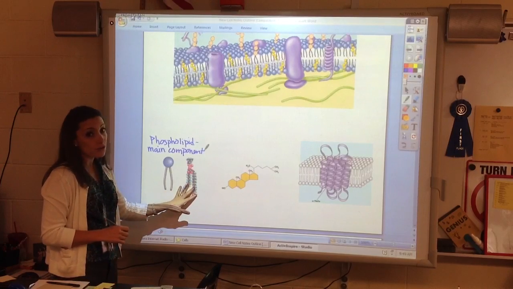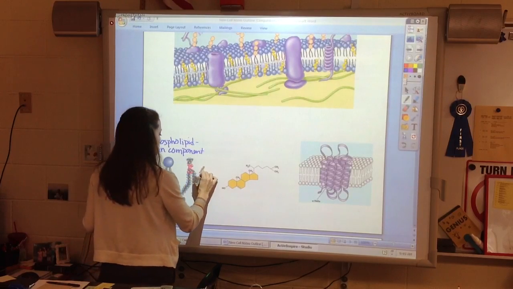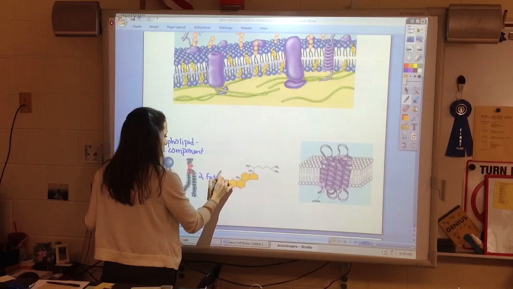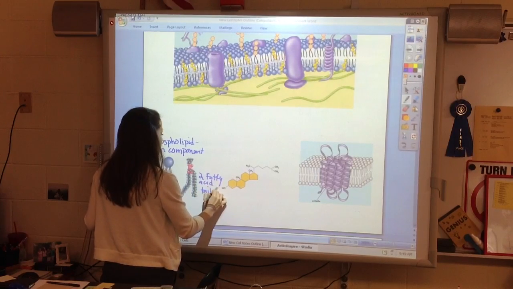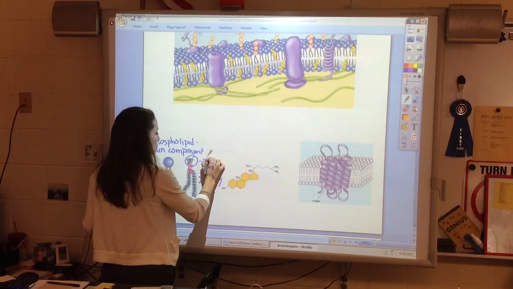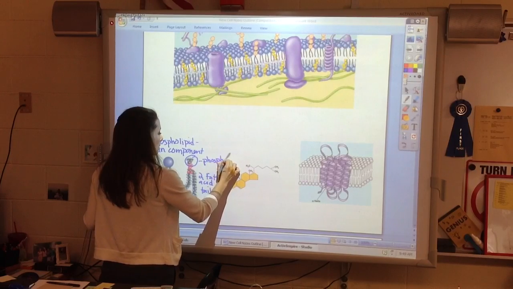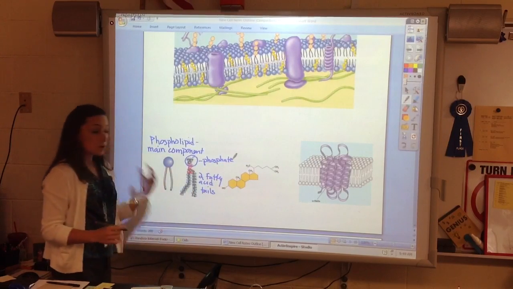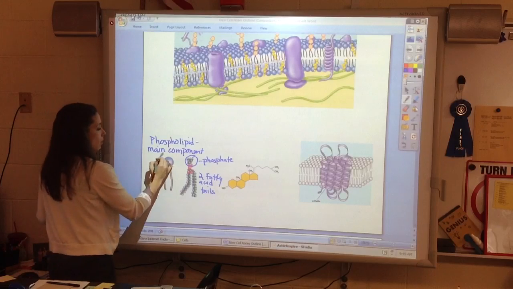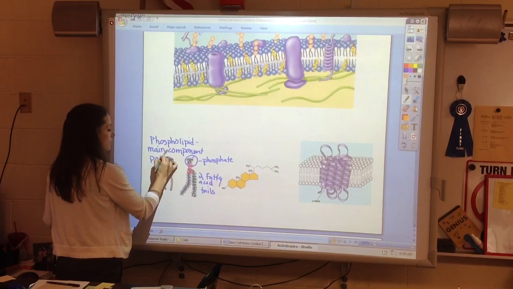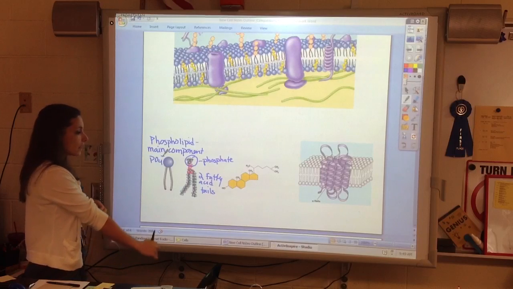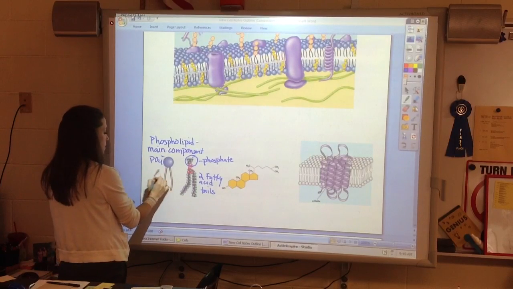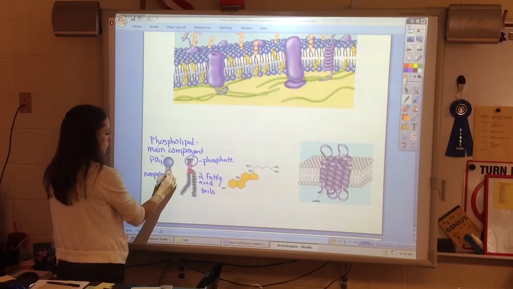Here we've got 2 fatty acid tails. And we've got a phosphate group. And so, of course, what we know about the phosphate group, the PO4, is that it's negative. And so we've got a charged group up here. Fatty acids are mostly hydrocarbons, and so these are going to be very nonpolar.